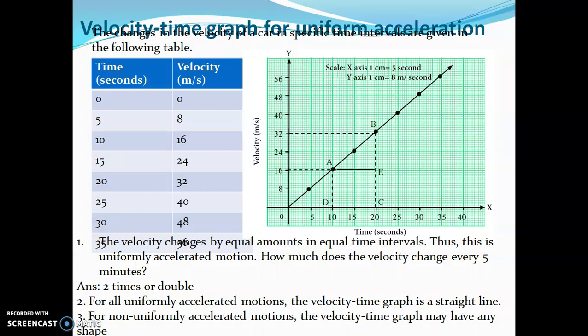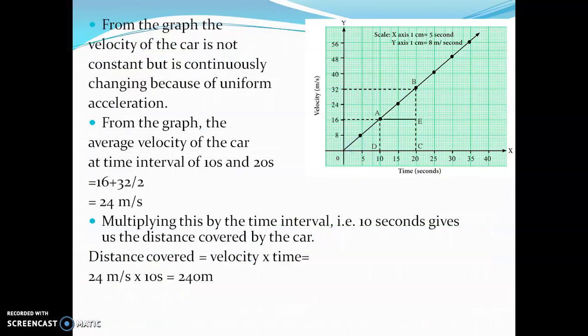For non-uniformly accelerated motion, the velocity time graph may have any shape depending on how the acceleration changes with time. So it can have any shape. From the graph, the velocity of the car is not constant but is changing continuously because of uniform acceleration.